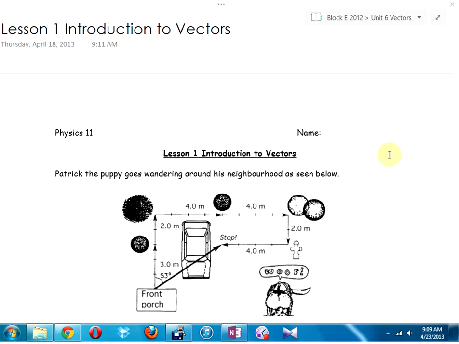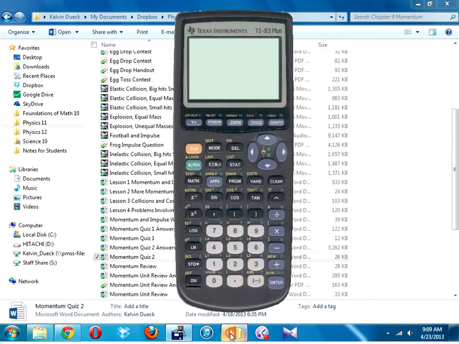So here's my question. Patrick the puppy goes wandering around his neighborhood as seen below. So it looks like he starts on the front porch. Come on. Let's try this again.